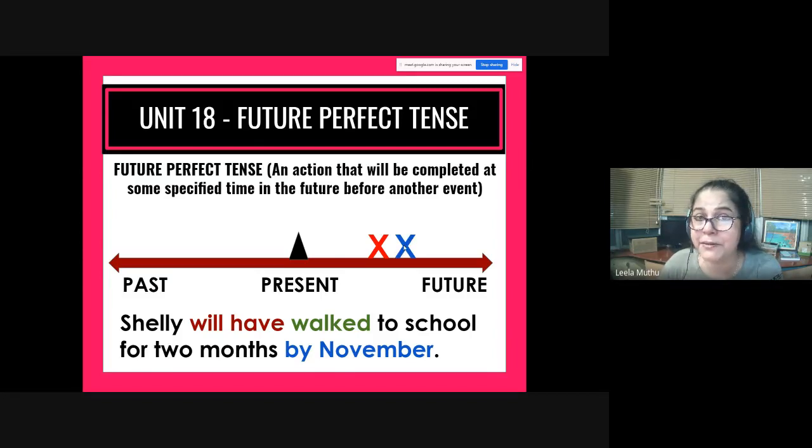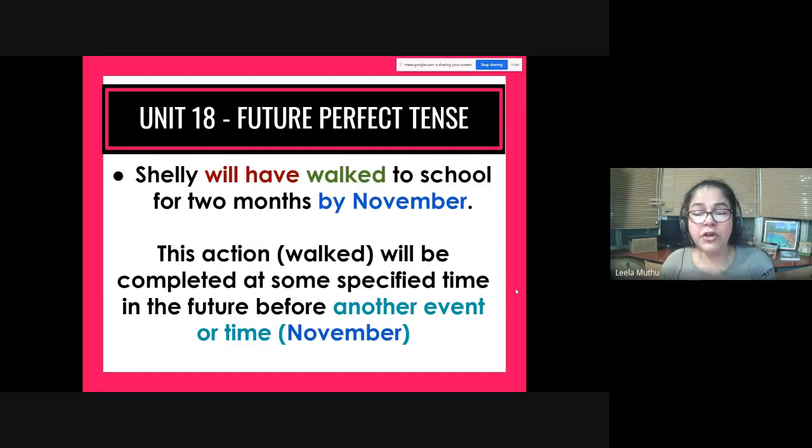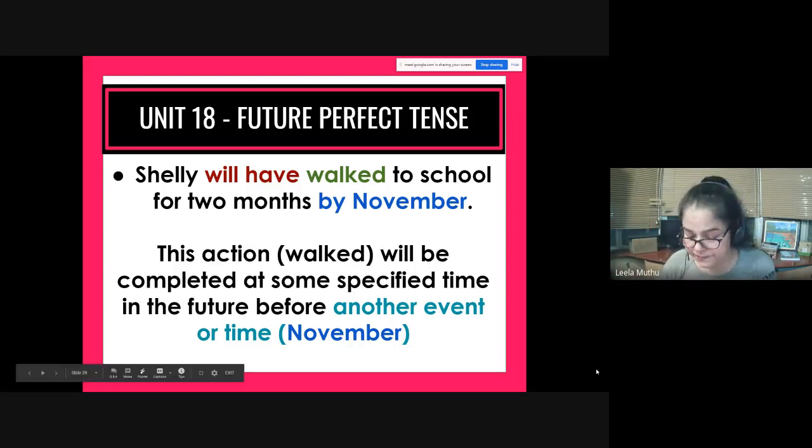It represents November. Okay, so Shelley, let's say from the present, she is walking. She has walked, and by the time she reaches November, she will have walked for 2 months. Let's say the present is September. So Shelley starts walking. She will have walked for 2 months by November. Understood? So Shelley will have walked to school for 2 months by November. This action walked will be completed at some specific time, which is November in the future.